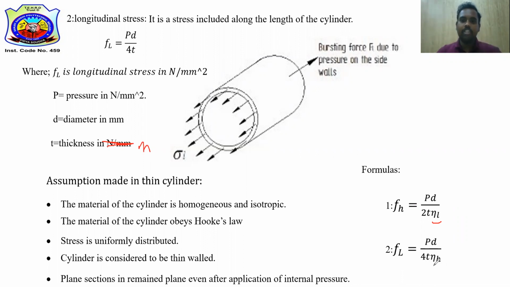Eta is nothing but efficiency. Eta H is nothing but circumferential efficiency or hoop efficiency. Students, very simple. If I am writing the formula for hoop H, then I should use the alternate one, L, here. If I'm writing for longitudinal L, then I should use H here. So that is a trick you need to just remember.